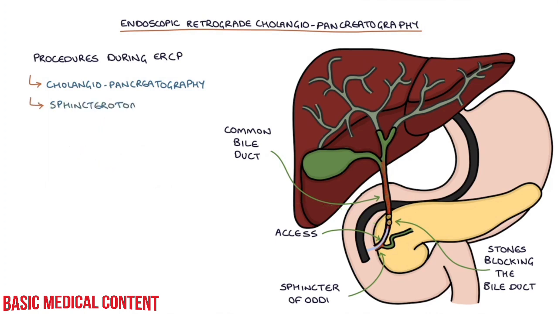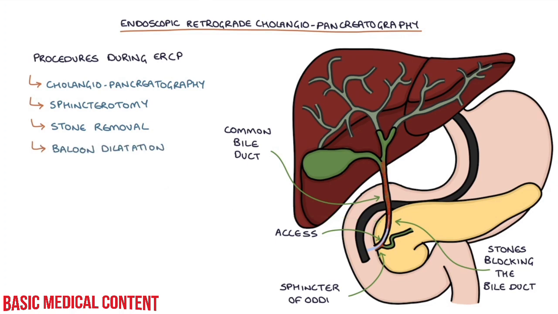A sphincterotomy involves making a cut in the sphincter to dilate it and make it easier to remove stones or for the bile duct to drain. A stone removal procedure involves inserting a basket into the duct and then pulling it through the common bile duct to remove any stones. Essentially, this is like sweeping the bile duct to pull any stones out.